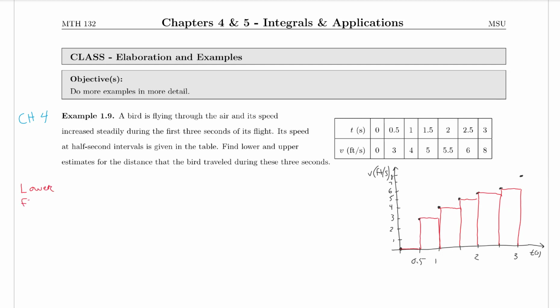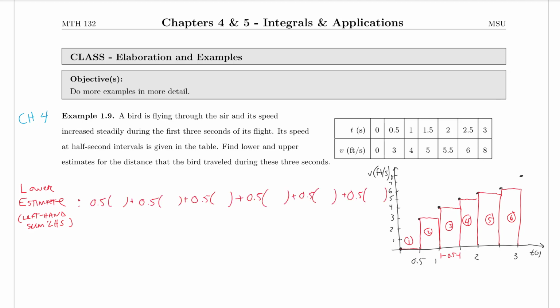So we need to find our lower estimate, which in this case is going to be a left-hand sum. Notice that we have 6 rectangles here. That first rectangle is of area 0, but then we have 5 more rectangles here, and each of them will have some area. So for each of these rectangles, notice that the width of the rectangle is 0.5. So if we're doing base times height, our base is going to be 0.5. So we should get 6 of those. Alright, there are the areas of our 6 different rectangles.